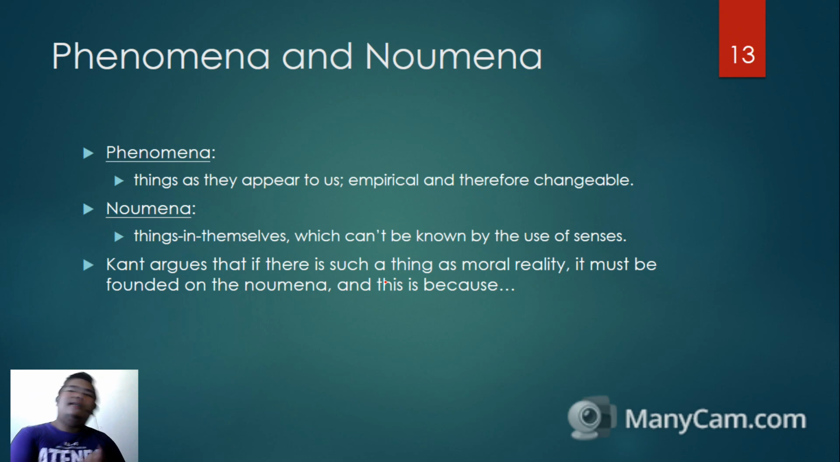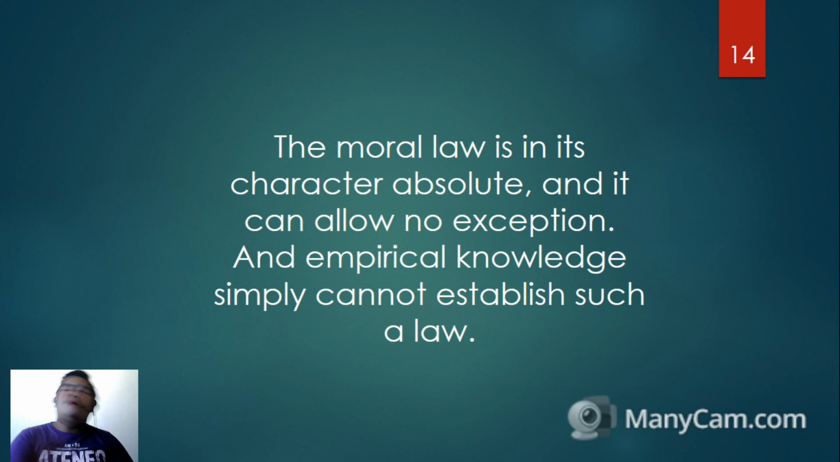That's why, dahil sa ganyang idea, sabi ni Kant argues that if there's such a thing as moral reality, kung merong moral reality man, hindi siya dapat makikita sa phenomena. Huwag natin i-base sa phenomena na nagbabago. But rather, it should be founded in the nomina. Why? Because sabi ni Kant, a moral law is in its character absolute. Hindi po yan nagbabago. And it cannot allow no exception regardless of the circumstance.